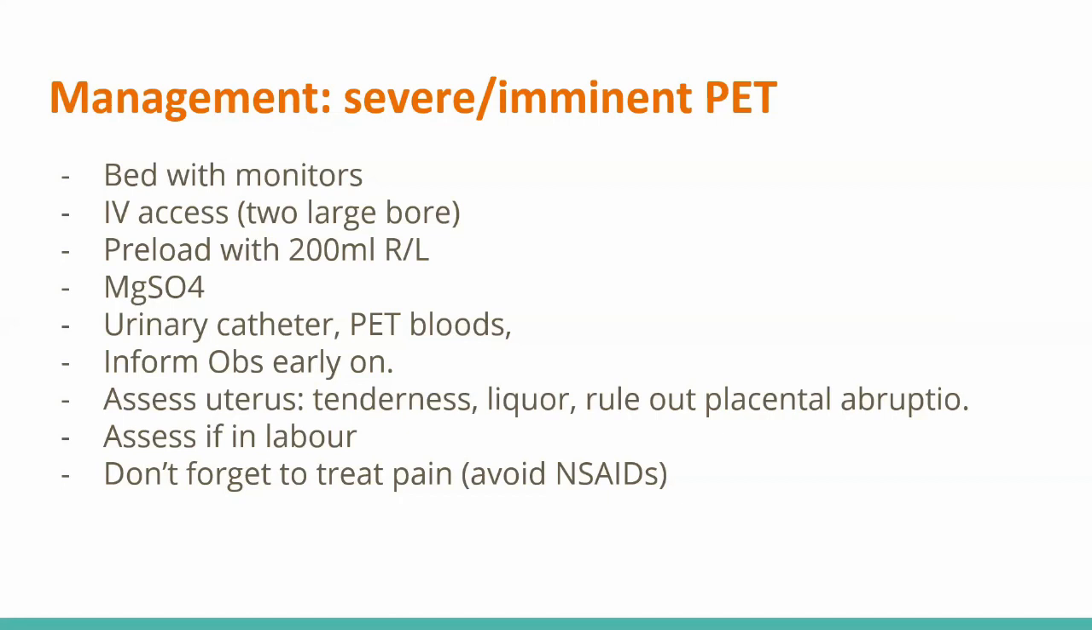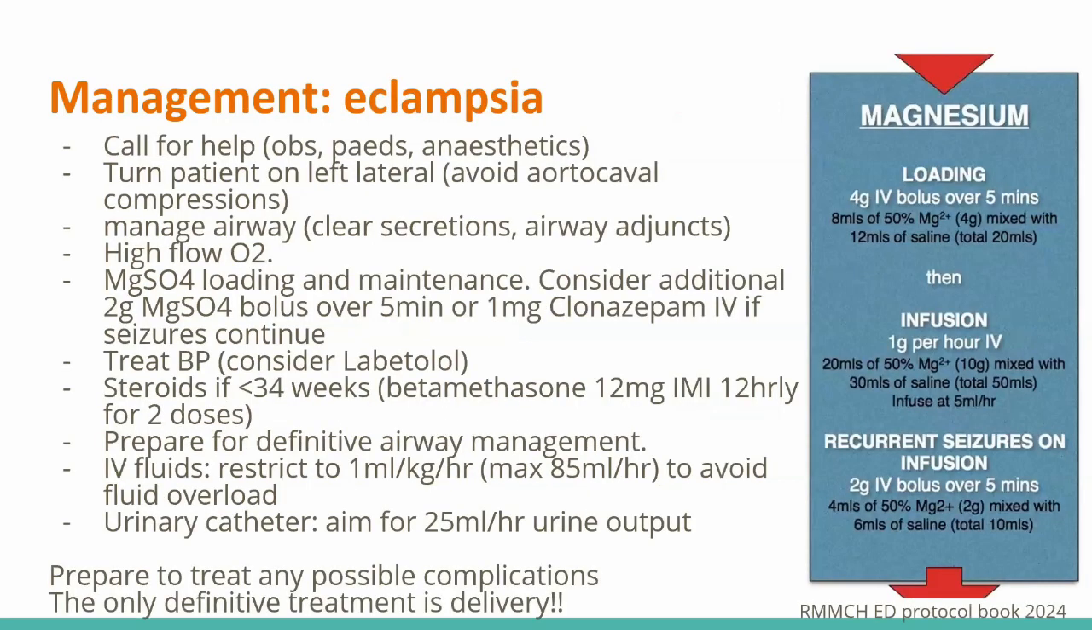Try to assess the uterus as necessary, looking for tenderness, liquor volume, and also to rule out a placental abruption. Assess if the patient is in labor. And also don't forget that these patients are in pain, so treat their pain, however trying to avoid giving them NSAIDs downstairs.